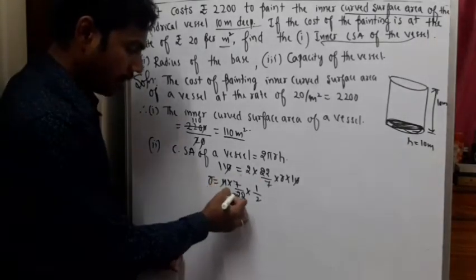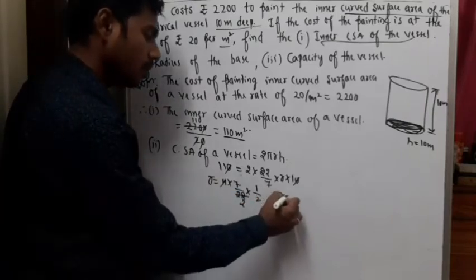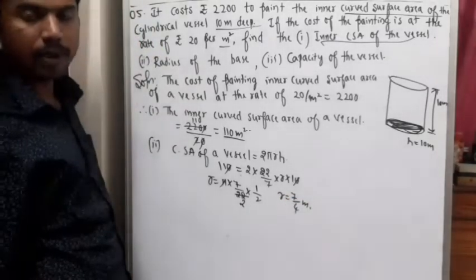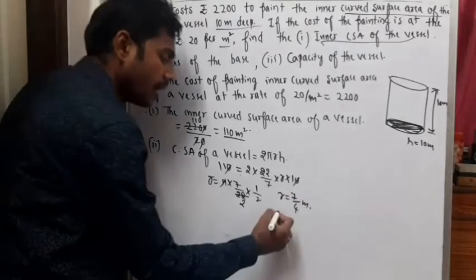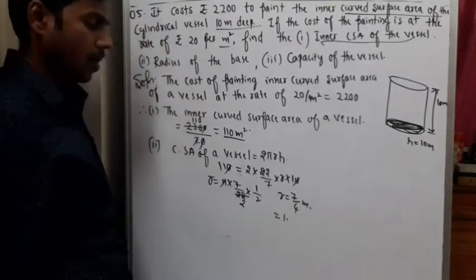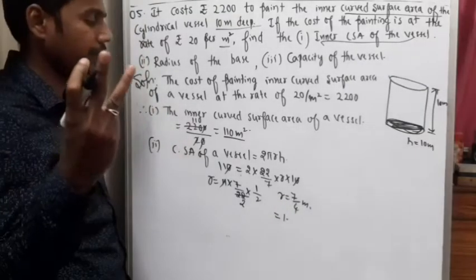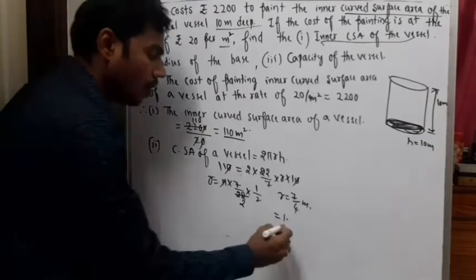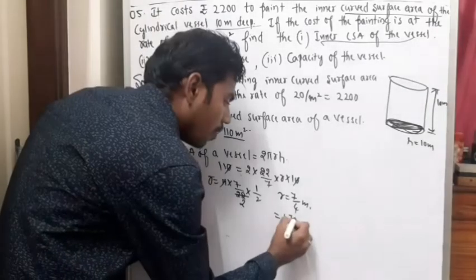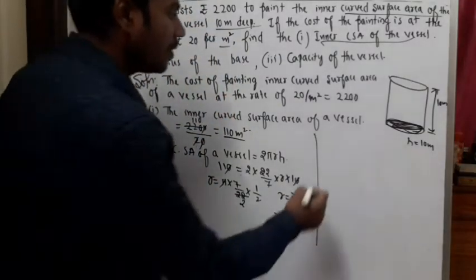11 1s are 11, 11 2s are 22. So R is equal to 7 by 4 meter, or else we can write it as 4 1s are 4, 4 1s are 4, what is left? 3 left, 30, 4 7s are 28, 2 left, 20, 1.75 meter.